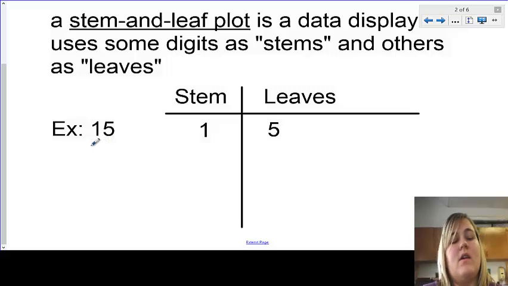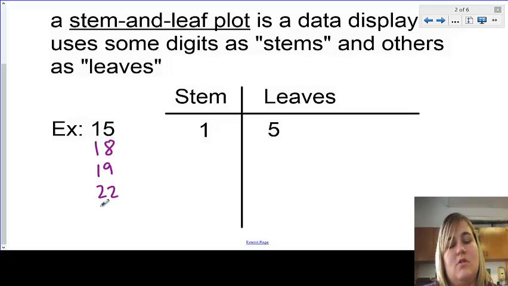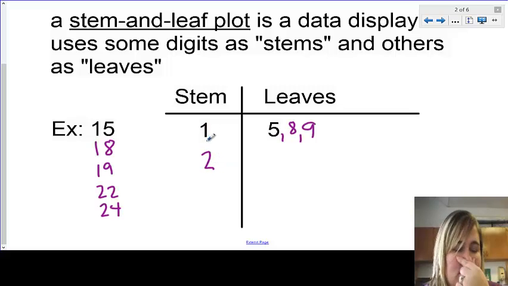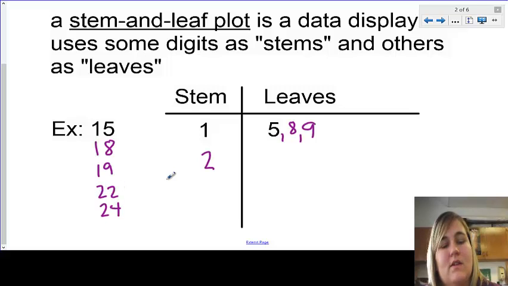If I had other numbers like 18, 19, 22, 24, I would list the 8 with the stem of 1. So I would put 5, 8, and then for the 19 I would just put it right after that. For 22 and 24 my stem is going to be 2 because I'm talking about 20s. Okay, here I'm talking about 10s. And here I have a leaf of 2 and the other leaf is 4.